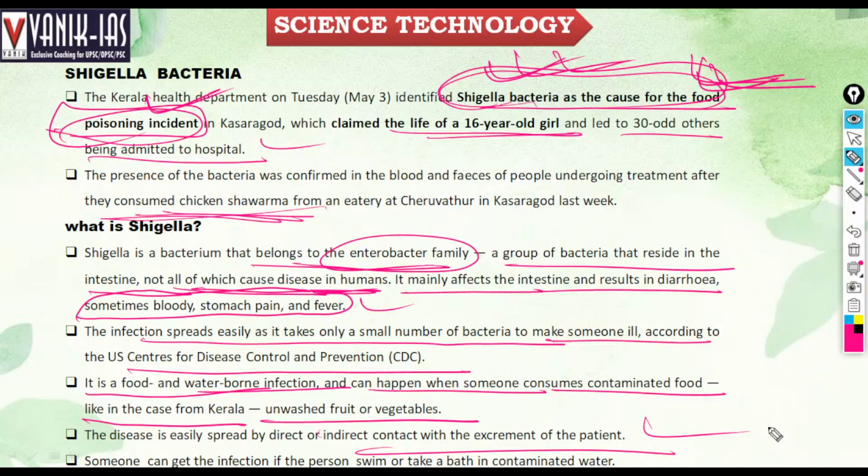Someone can get infected if the person swims or takes a bath in contaminated water. If somebody swims or takes a bath in contaminated water, they can also get affected by the Shigella bacteria, and that will cause food poisoning.